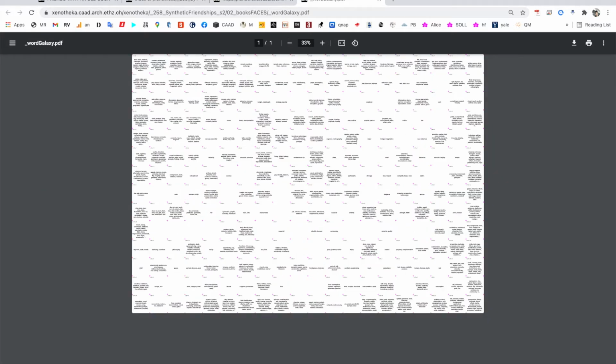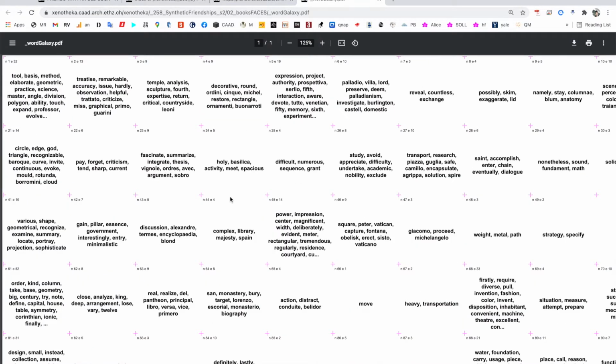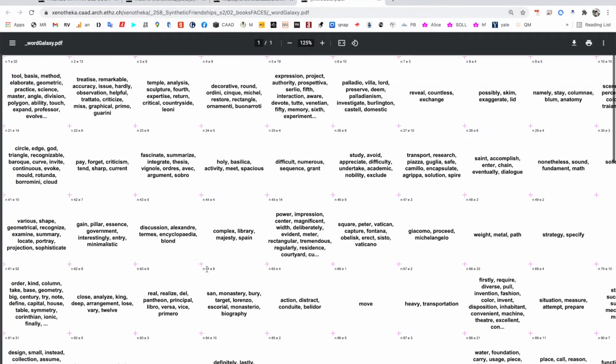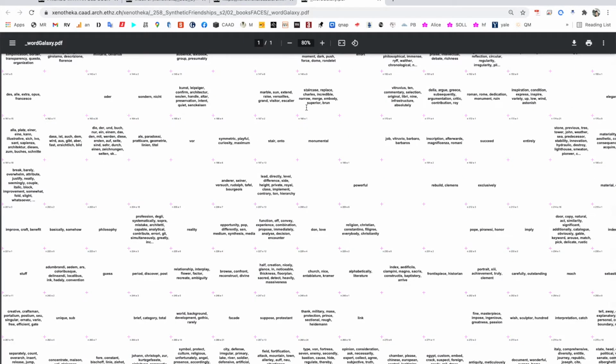If you would cut it like this and like this, what would be this part, what would be this part, what would be this part, what would be this part? So I will give you just one kind of interpretation to try to think of what this might be. So if we have tool, basis, geometric, science, professor, treatise, criticize, circle, edge, temple, analysis, decoration, Buonarroti, basilica, discussion, close, analyze, order, column, geometry. So it's a kind of a discussion on how to build things, I would say, in this corner. How to build a building.